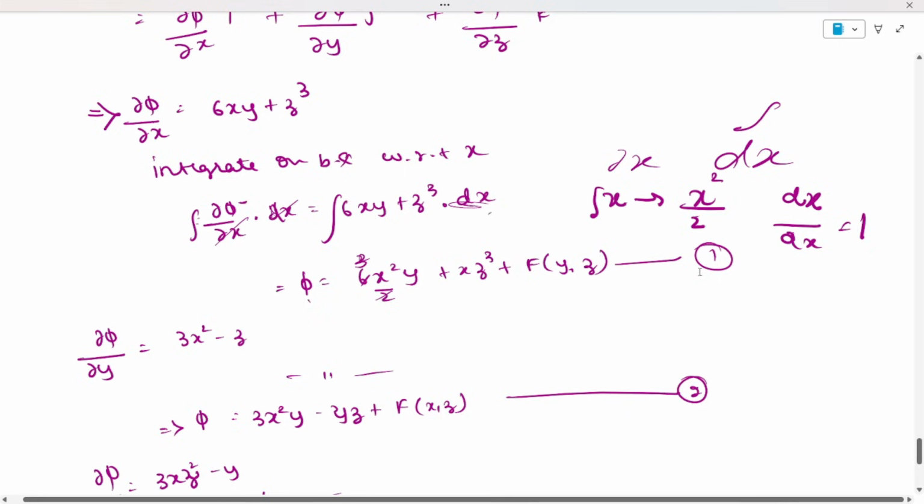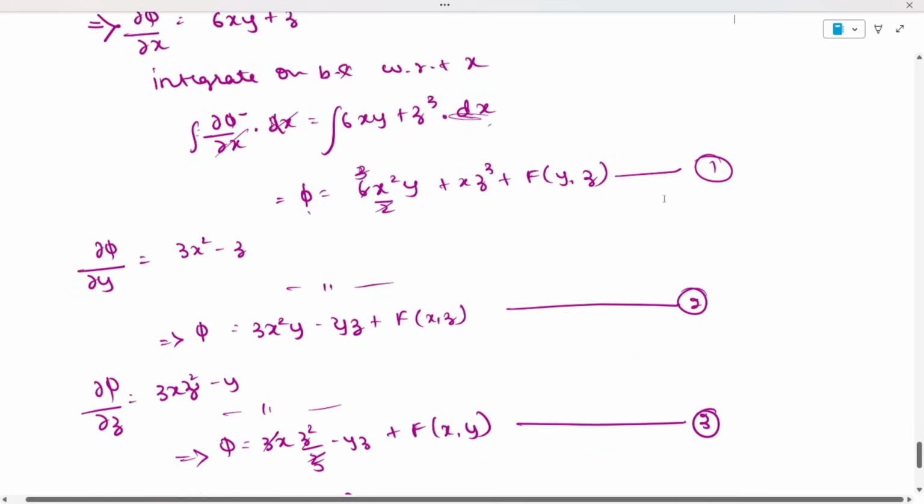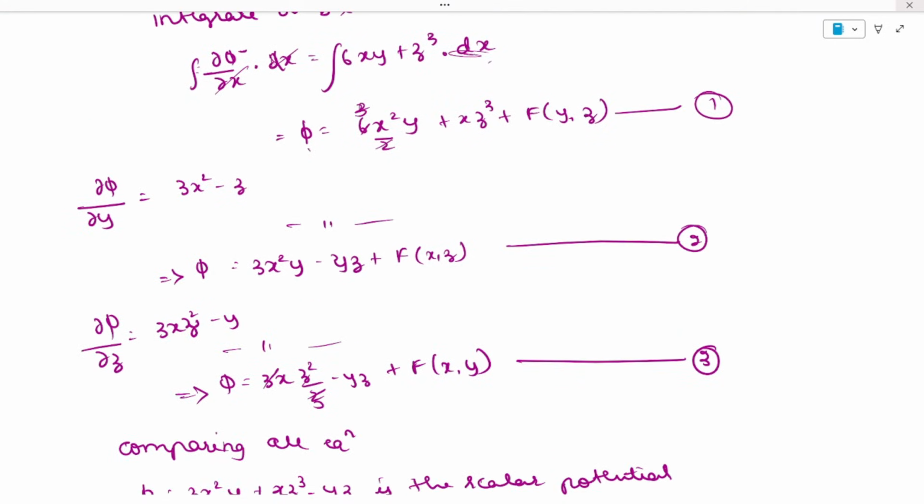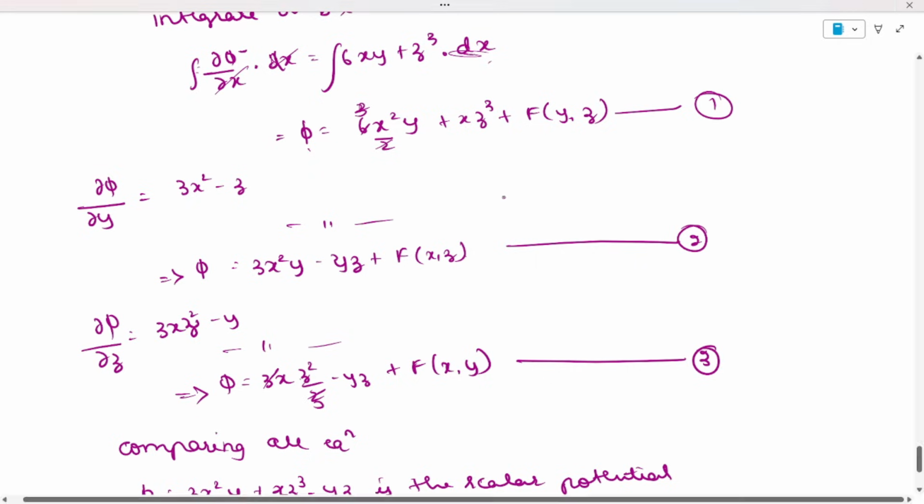If you know integration, this problem will be very easily understood. Next you have to add some function of y and z for the integration with respect to x. The same way for y also you will do: 3x square minus z, you will get 3x square y minus yz, plus a function of x and z. For 3xz square also you will integrate, you will get x z square minus yz plus some function of x and y.